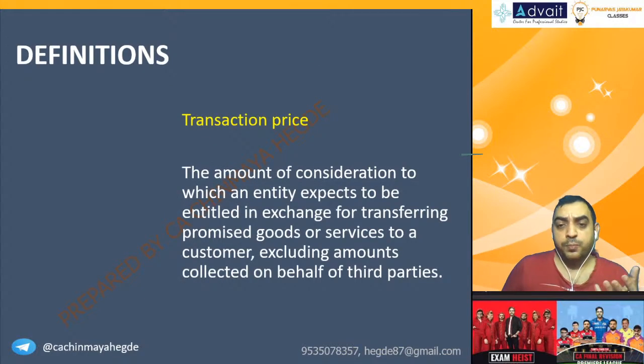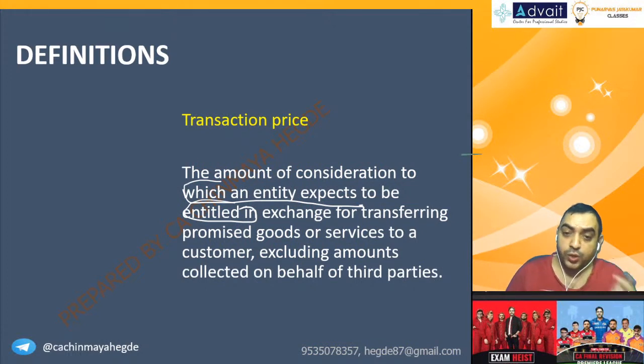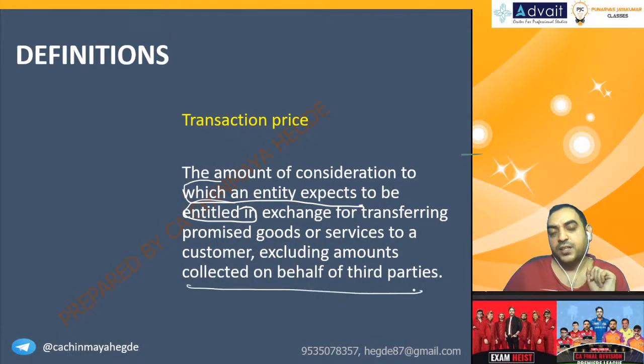Step 3, transaction price. Transaction price means what the customer should pay to the company, the entity, the seller. So it is the amount of consideration which an entity expects to be entitled to in exchange for transferring promised goods, excluding amounts collected on behalf of third parties. Excluding amounts collected on behalf of third parties means the middleman point of view.